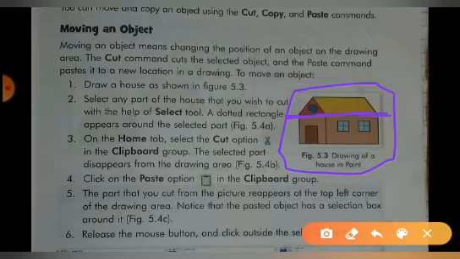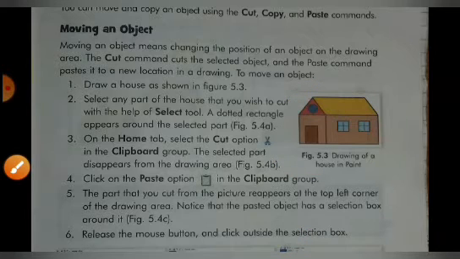Now the fourth step is to click on the paste option from the clipboard group. The part that you cut from the picture reappears at the left corner of the drawing area. And dear students, notice that the pasted object has a selection box around it. Release the mouse button and click outside the selection box.